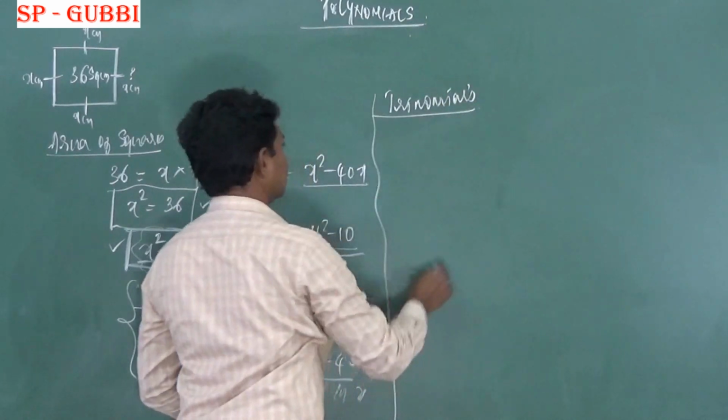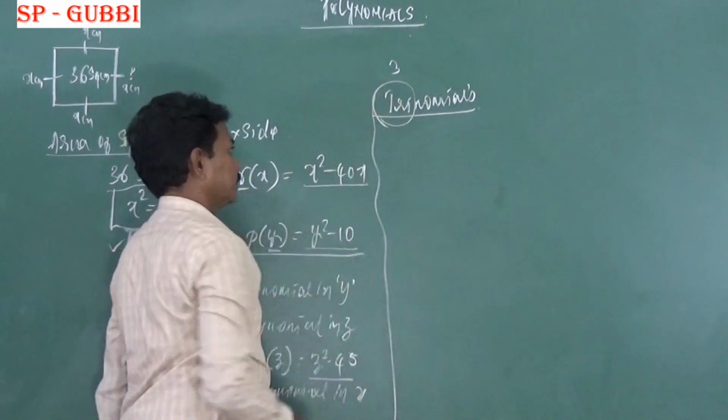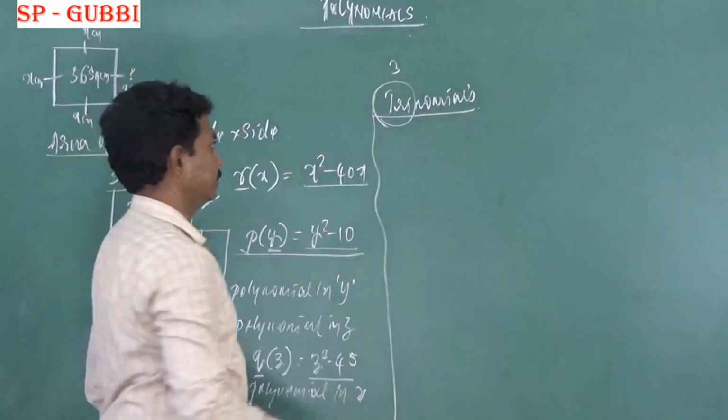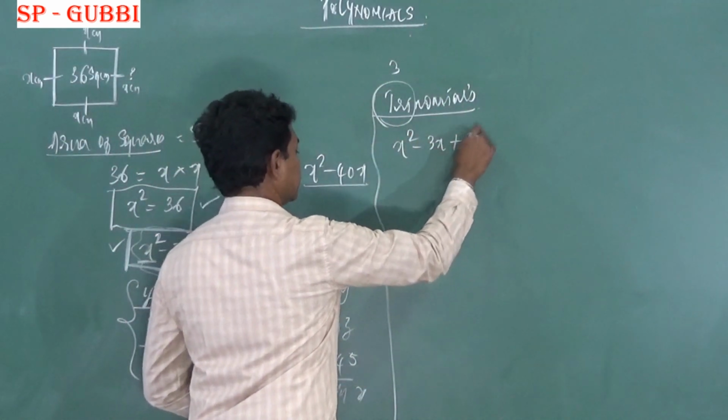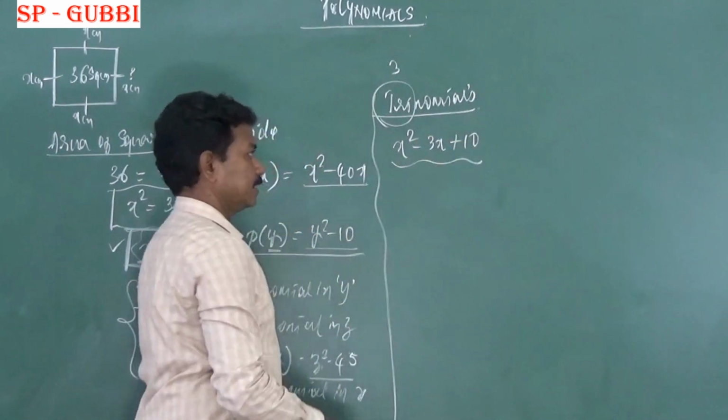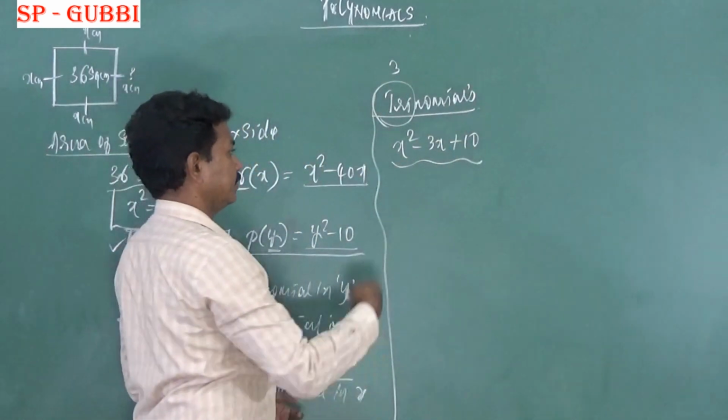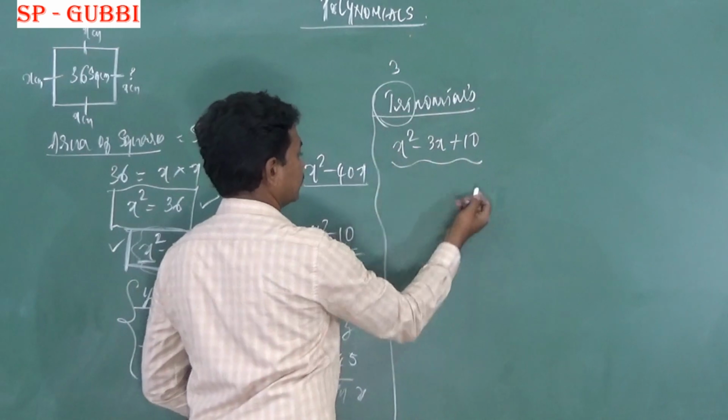We will go with trinomials. Tri stands for 3. Nomials goes with the number of terms. So x square minus 3x plus 10 is a trinomial, that is a polynomial which is a trinomial.